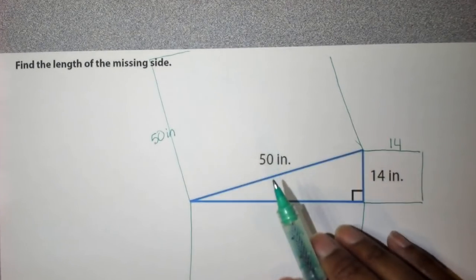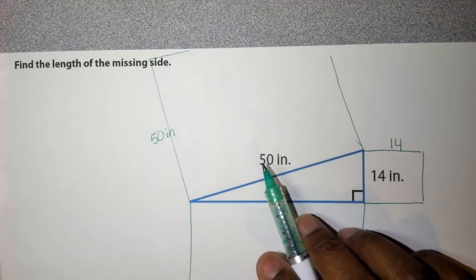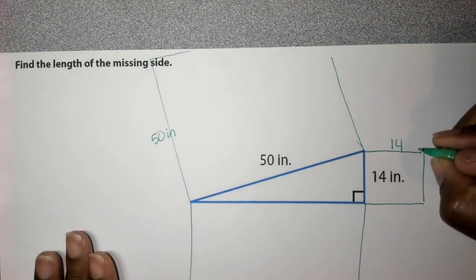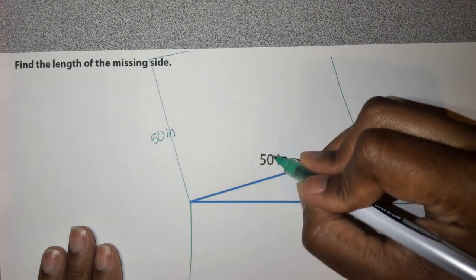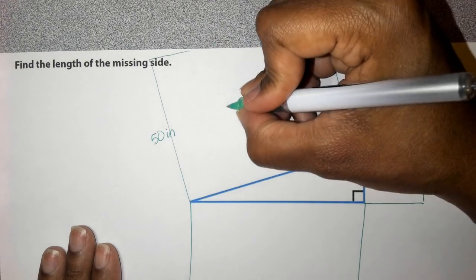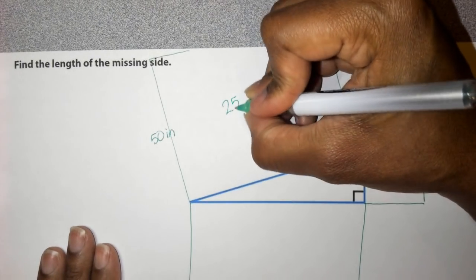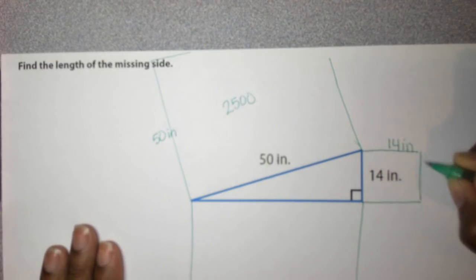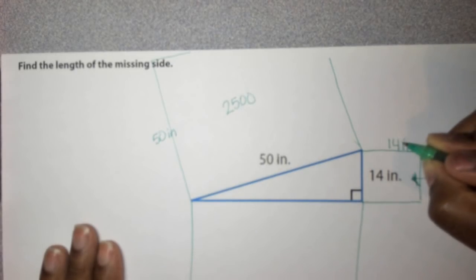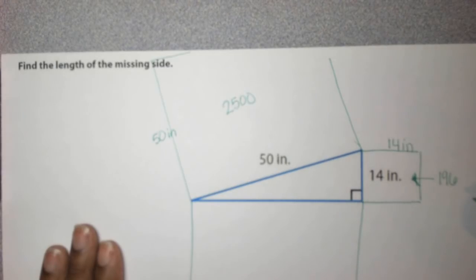So, what do I have? What do I know? I know that I've got my 50 inch by 50 inch here. So 50 times 50, so that's 50 rows of 50 squares, which leaves me with 2,500 squares. And then here I have a 14 inch by 14 inch square. So the total number of squares inside of there is 196. Because 14 times 14 gives me 196.